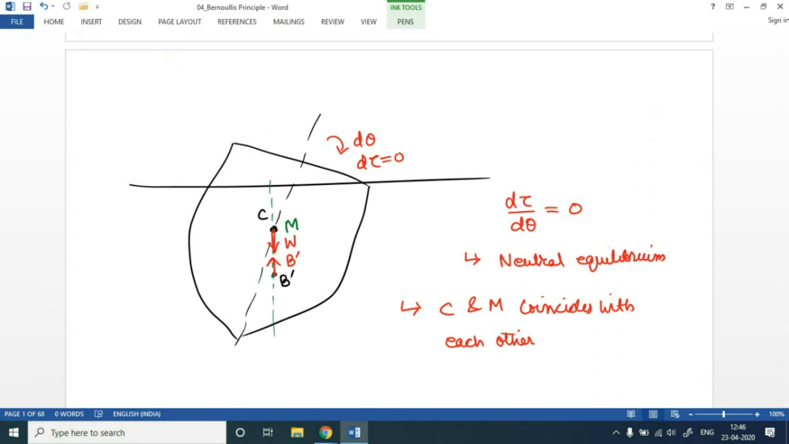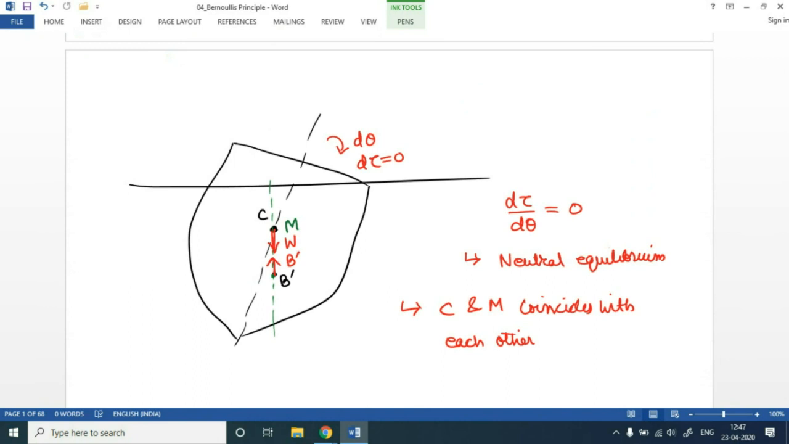So this is how, looking geometrically, just by looking at the position of the metacenter, we will be able to predict whether the equilibrium is stable, unstable or neutral when the body is slightly tilted or slightly rotated. So here we have discussed the equilibrium of a floating body.